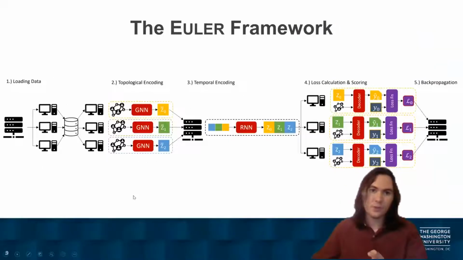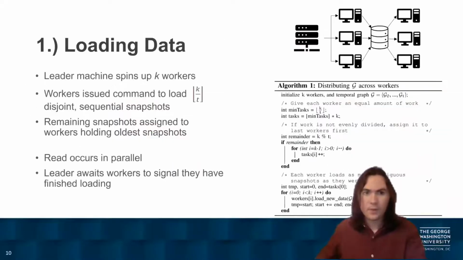So here's how we do it. This is the Euler framework, and I'm going to go step by step through each stage of it and explain what's happening. In the first step, we're just loading the data. The worker machine, which holds the recurrent neural network, spins up several worker instances which all hold their own graph neural networks. Those worker machines then go collect contiguous graph snapshots and report to the leader when they have finished loading everything in.